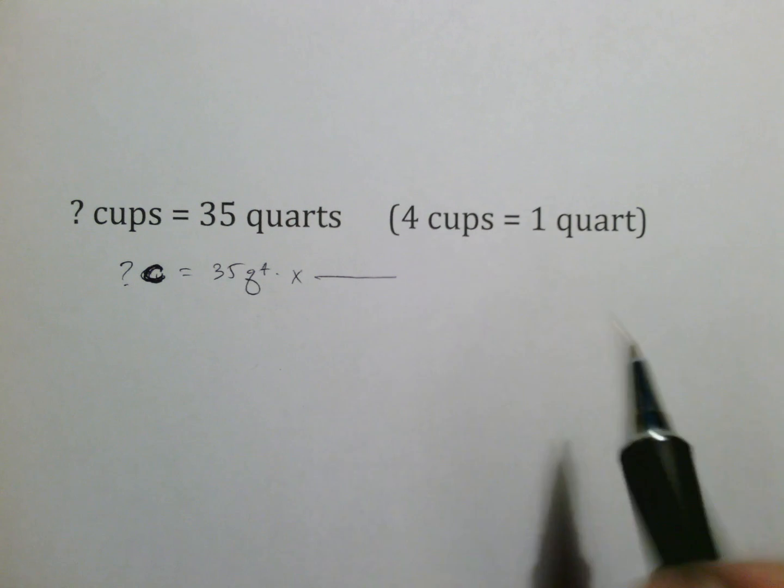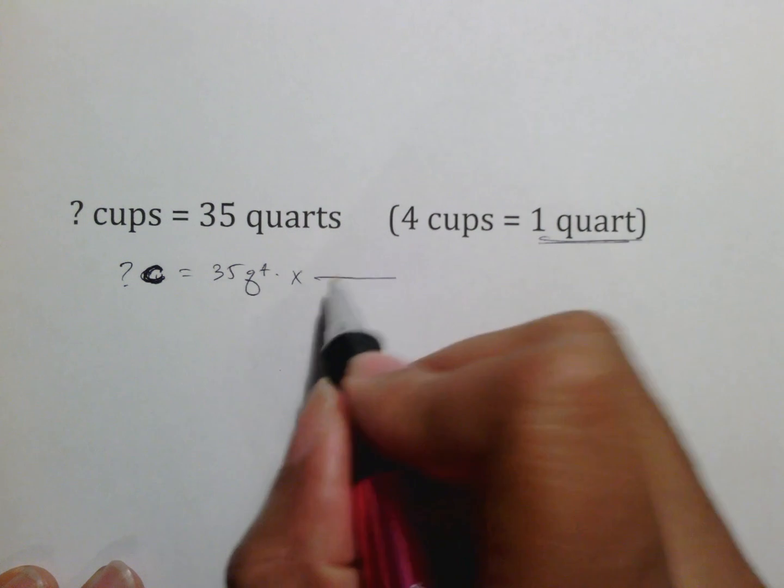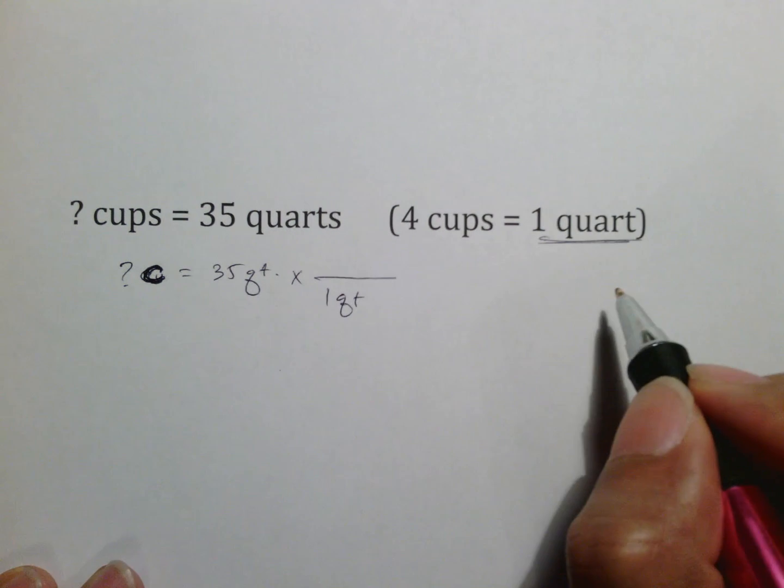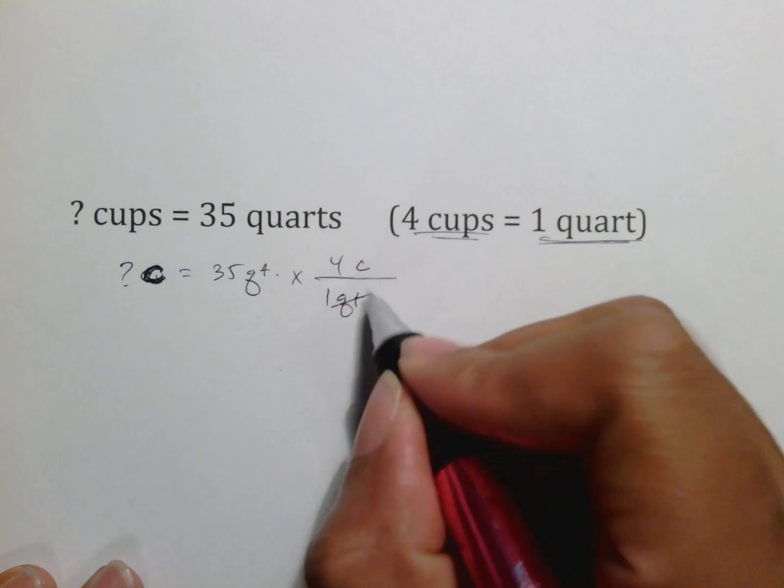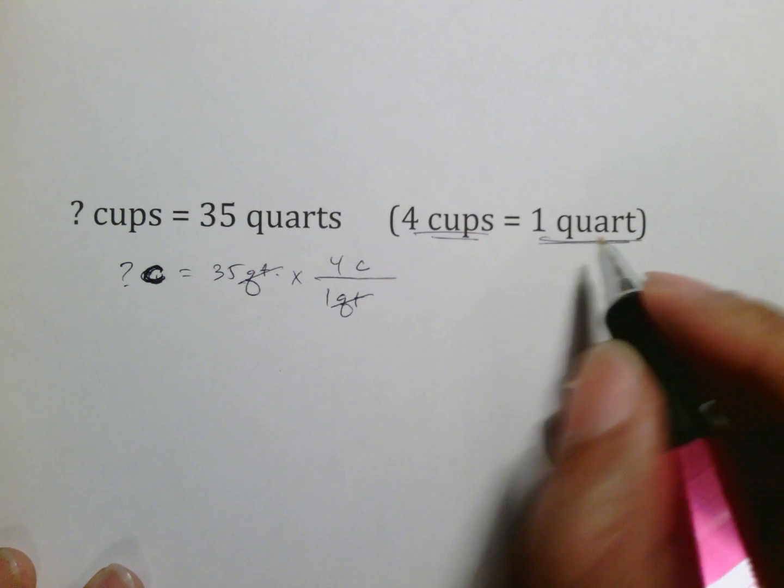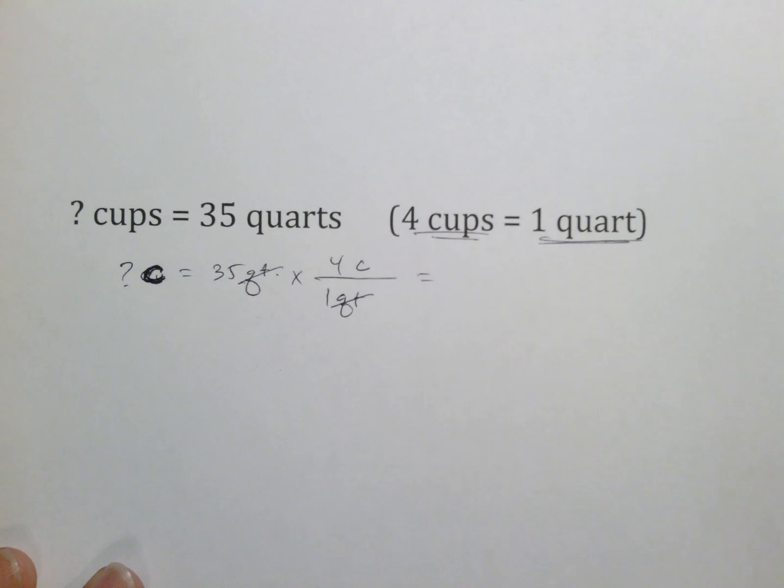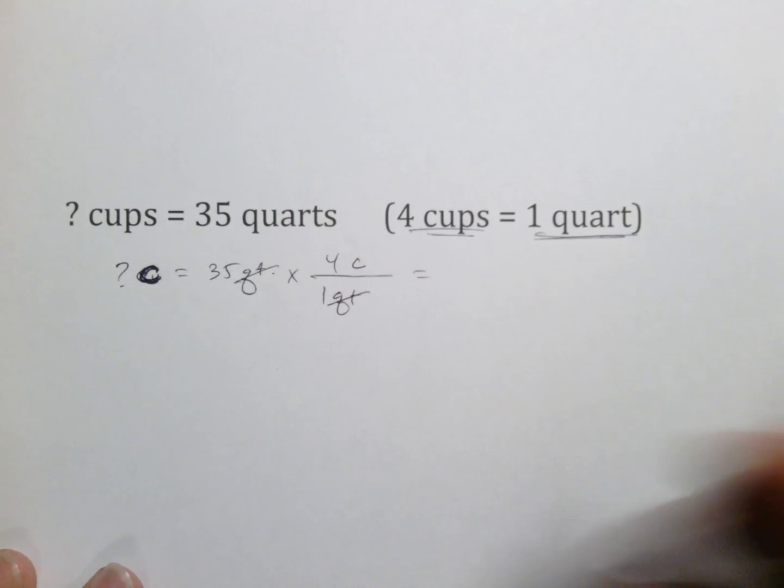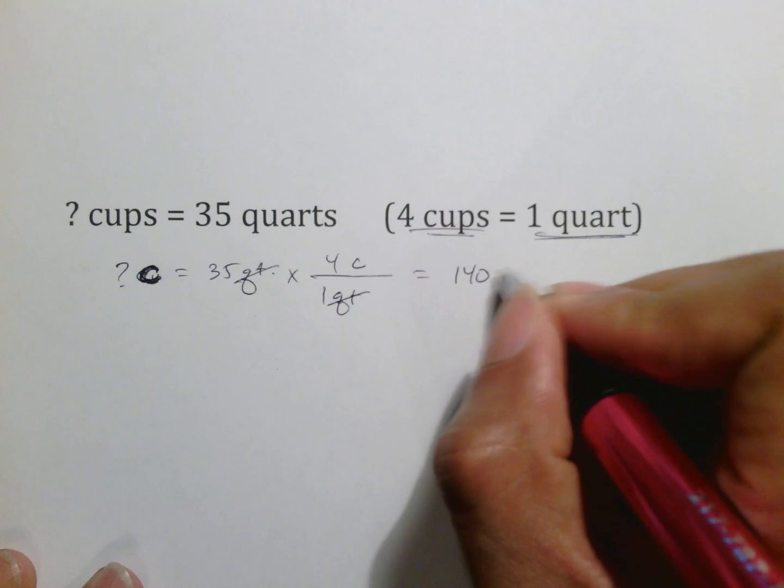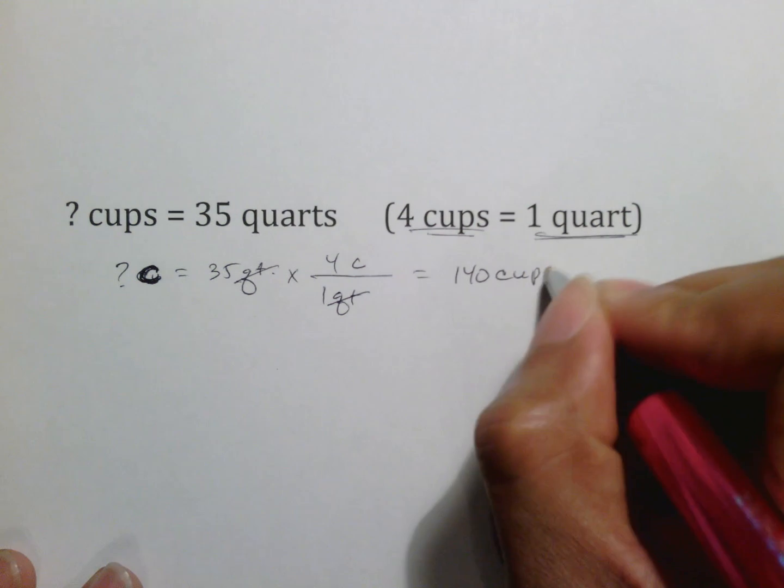We're going to put quarts on the bottom, which means this is what goes on the bottom, which means obviously that 4 cups is what goes on top. Quarts cancel out with quarts. Because 4 is on top, we are going to multiply 35 times 4, getting the answer of 140 cups.